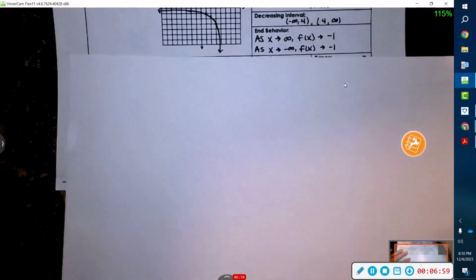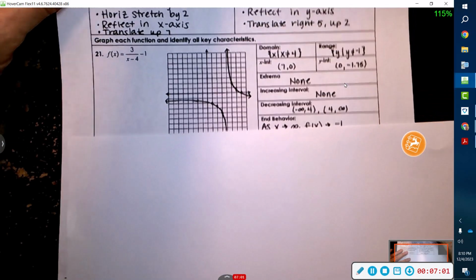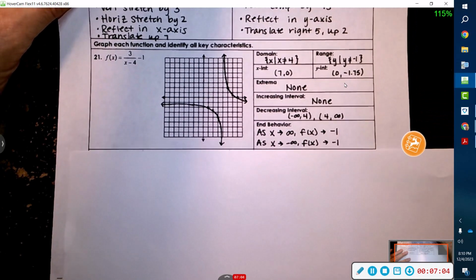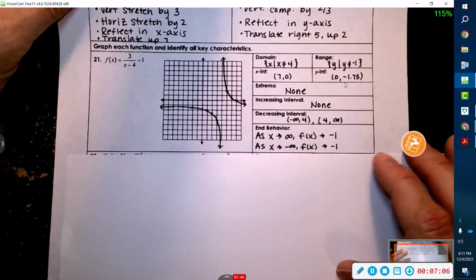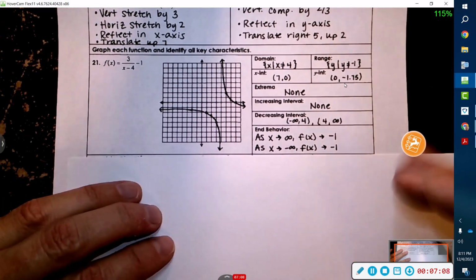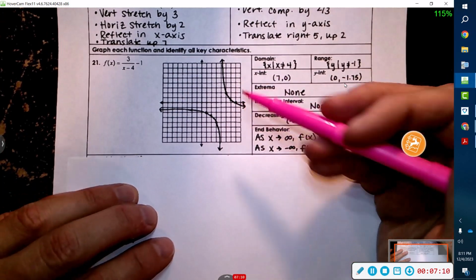Next, this guy right here. This was pretty good, actually. You guys did a really good job with these. Just a few errors here and there, but there were no major point issues going on.